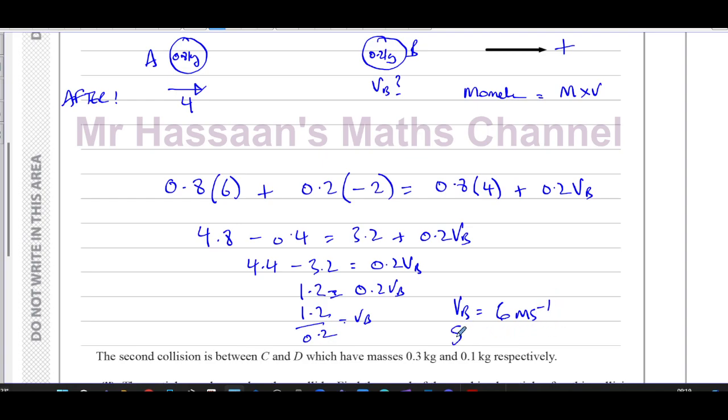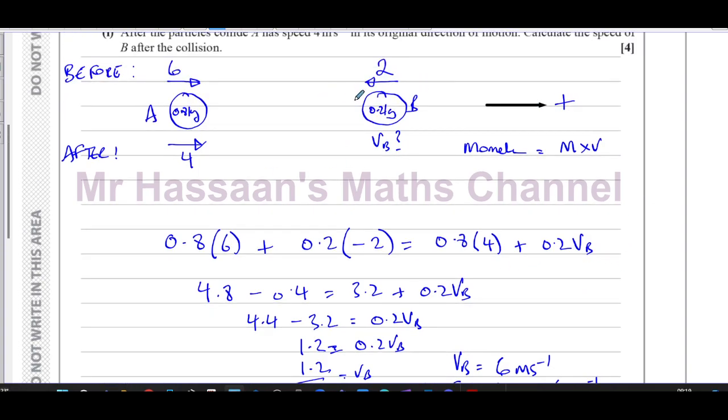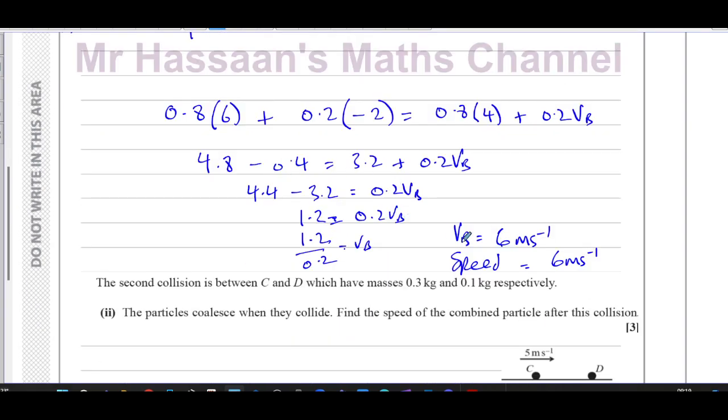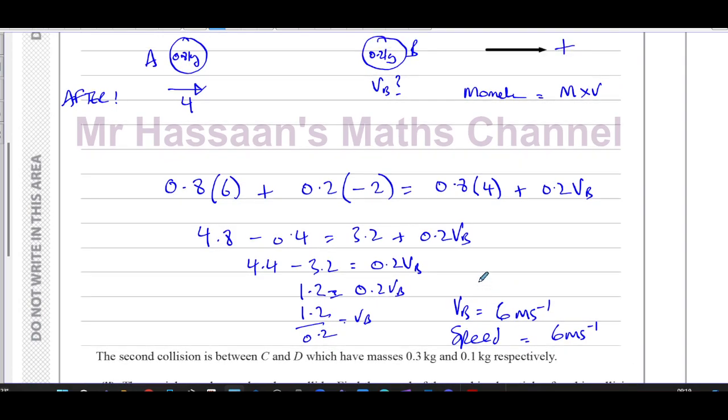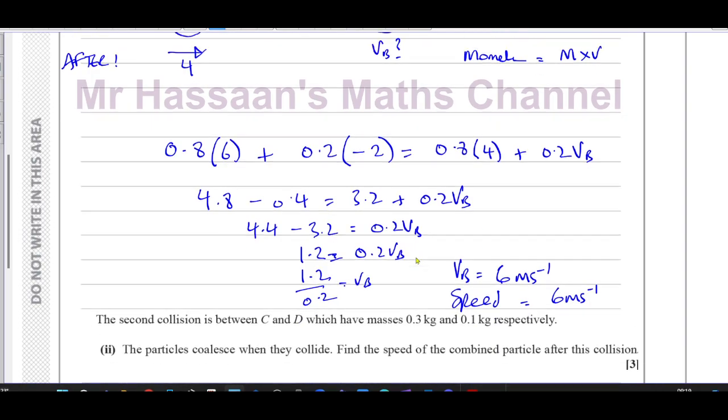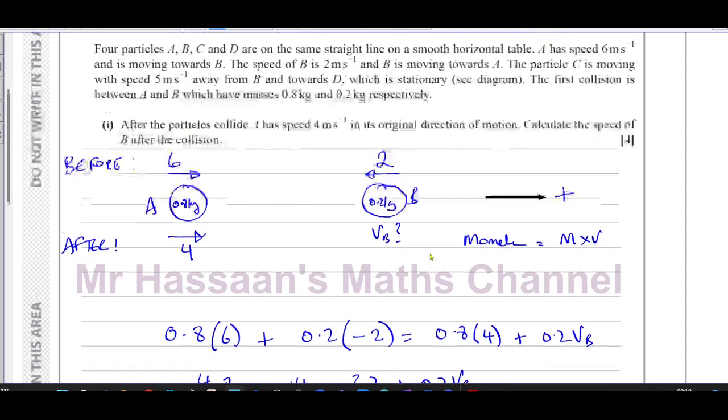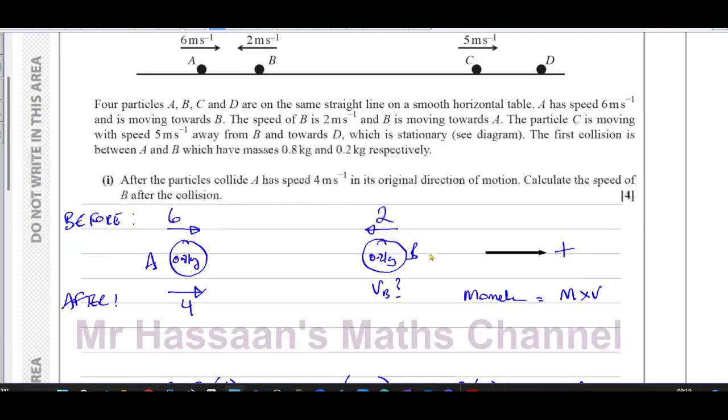Okay, so we can say the speed, they want the speed, just write speed equals 6 meters per second, right? So we know that it's going in the same direction as we call positive. So B has had its direction reversed. Of course, it has to have been because A is moving this direction. But the question didn't ask us anything about the direction. So we can just leave it as speed equals 6 meters per second. If they ask about the direction, we can say its direction has been reversed. Okay, so there we have the answer to part 1.